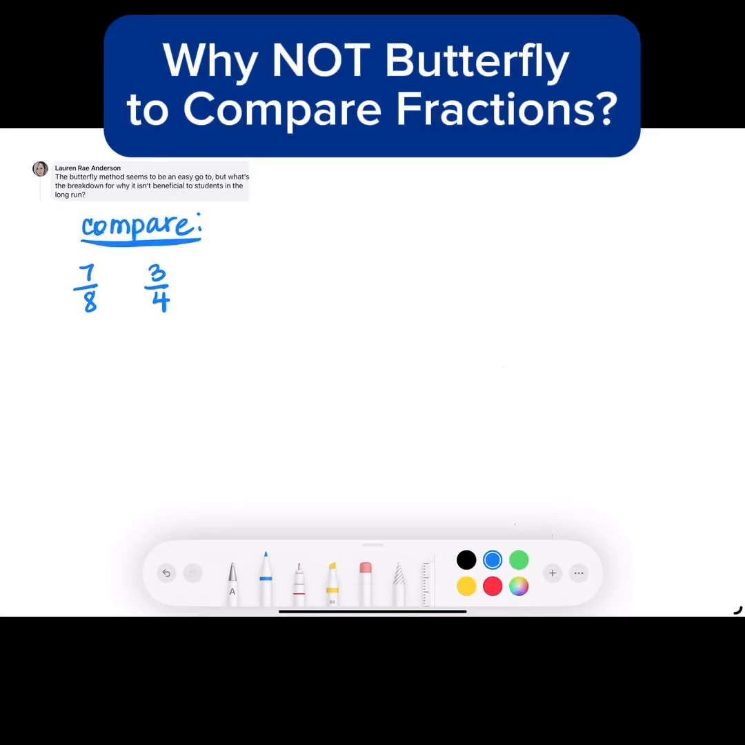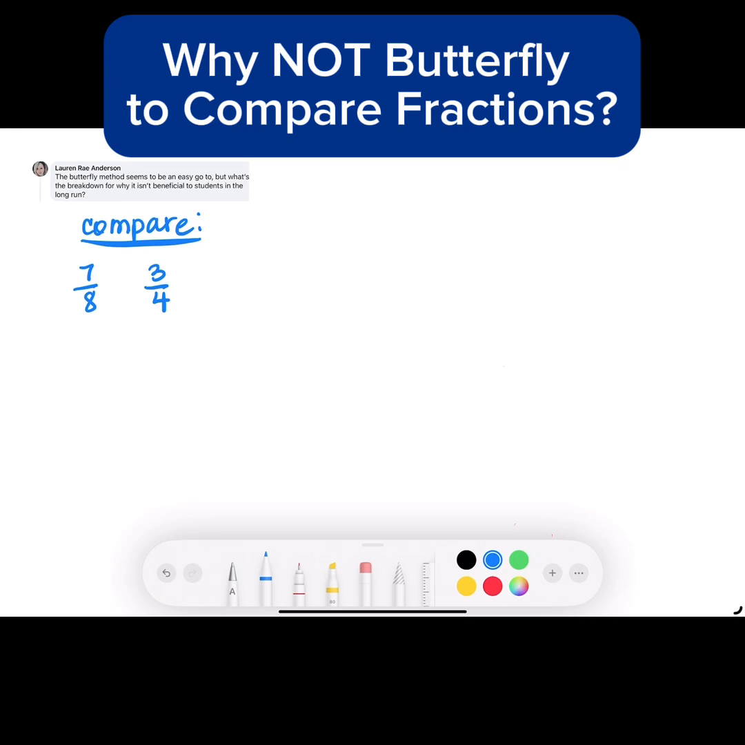I love talking about strategies that support our kids' conceptual understanding, and this one, the butterfly method, I think really hinders our kids' understanding of fractions in general. So I'm going to explain this through comparison of these two fractions, and I'm going to start out with the butterfly. 7/8 and 3/4 is what I'm comparing.